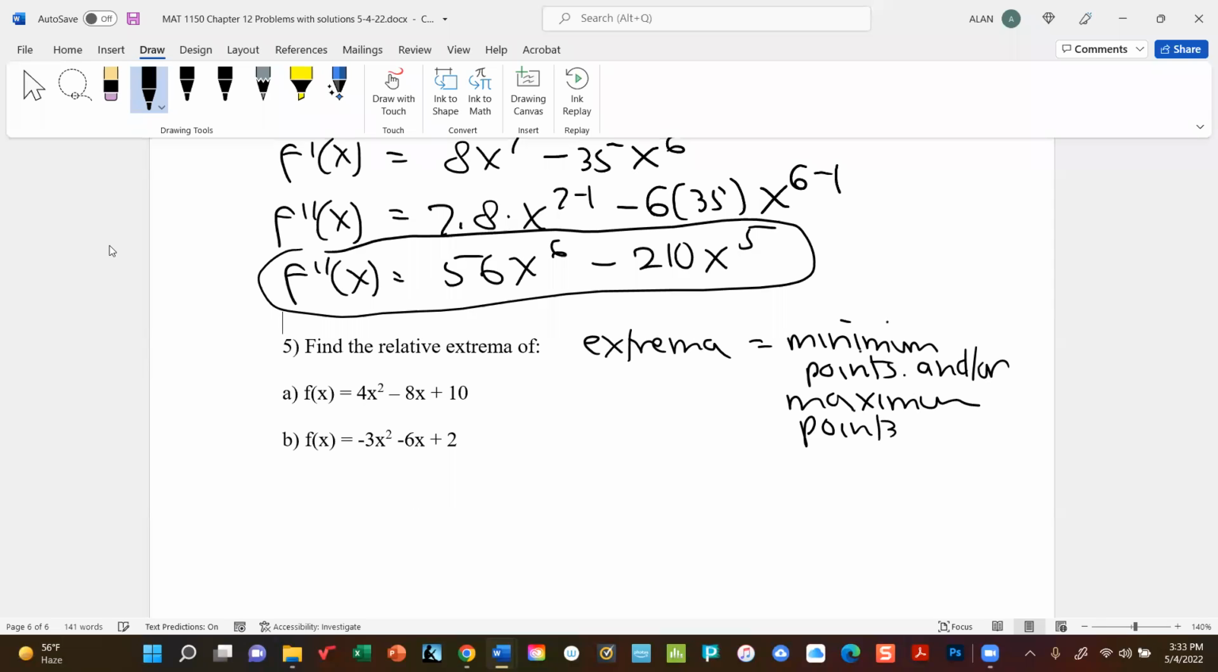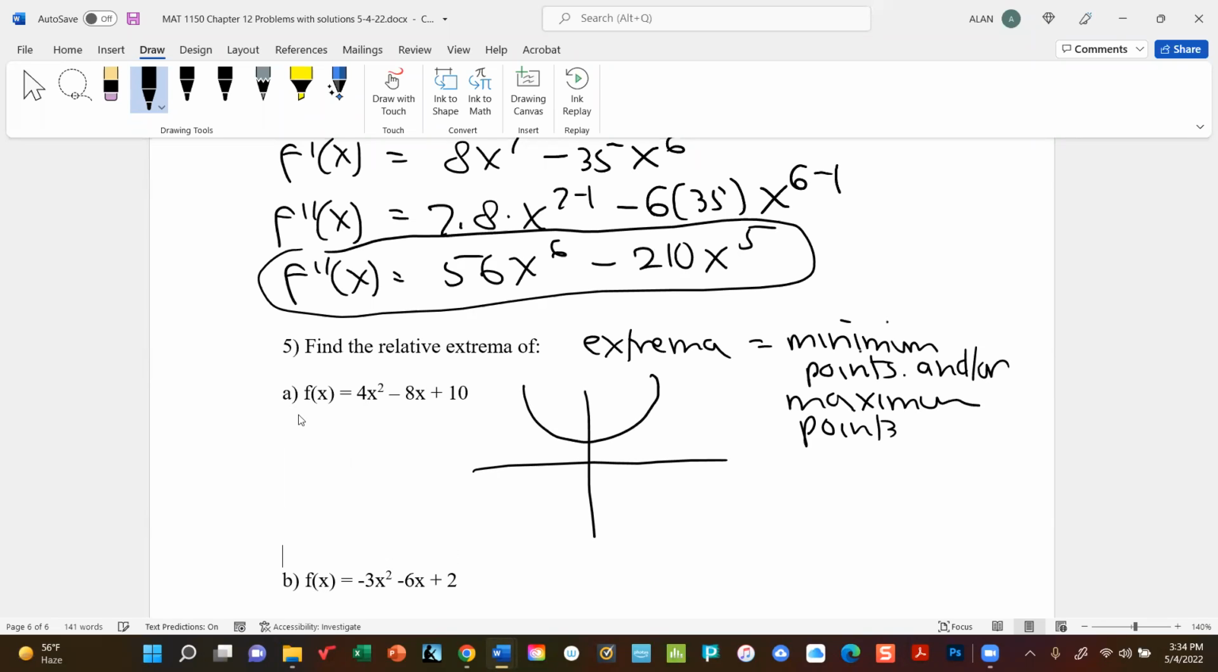Now, how do you find them? Well, for this first one, this is a parabola. It faces up because the coefficient of x squared is positive. So what we're looking for is the point where the parabola reaches its minimum value, right about here.